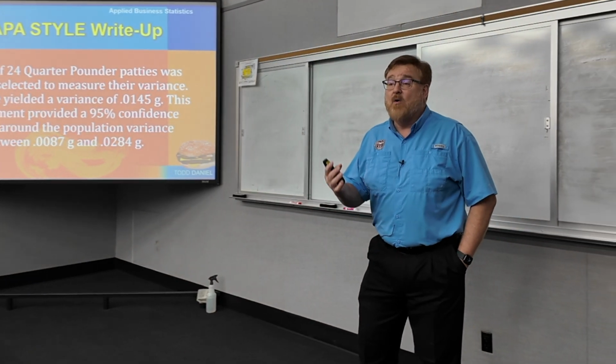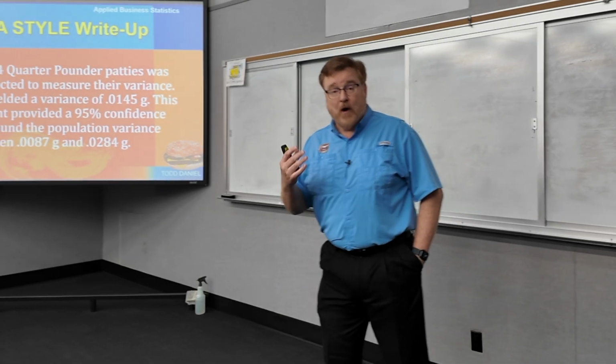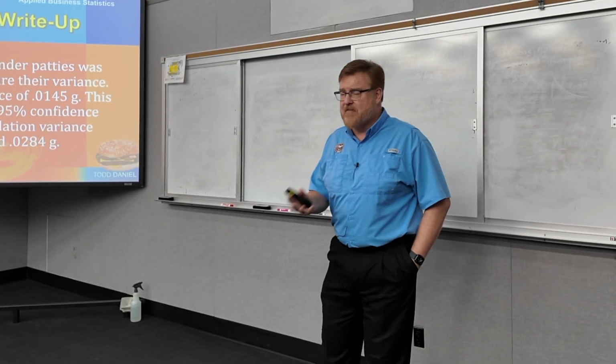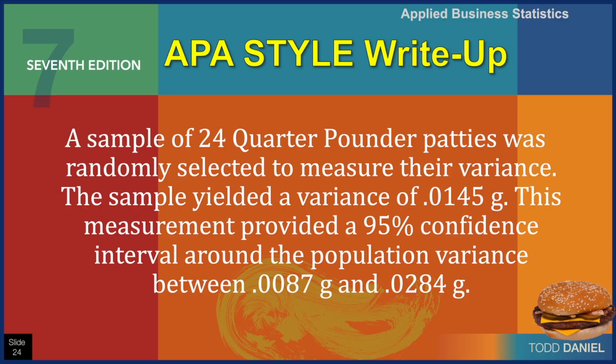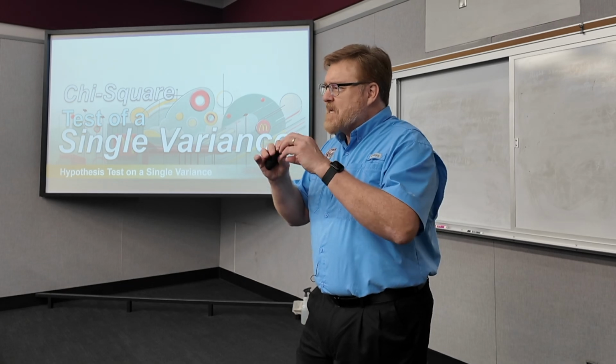And here is how we would write this up in APA style. We would explain what we've done and what we found. A sample of 24 quarter-pounder patties was randomly selected to measure their variance. The sample yielded a variance of 0.0145 grams. This measurement provided a 95% confidence interval around the population variance between 0.0087 and 0.0284 grams.